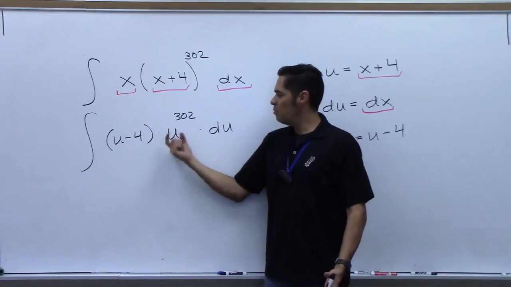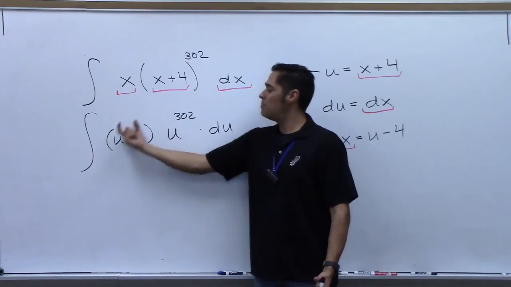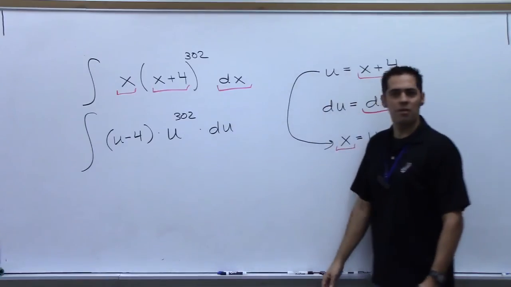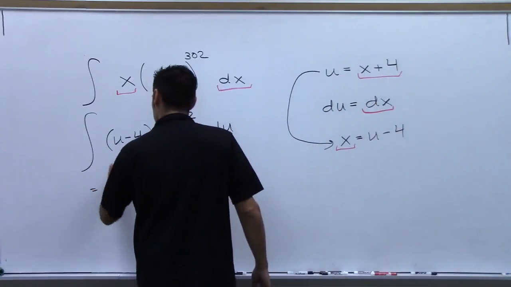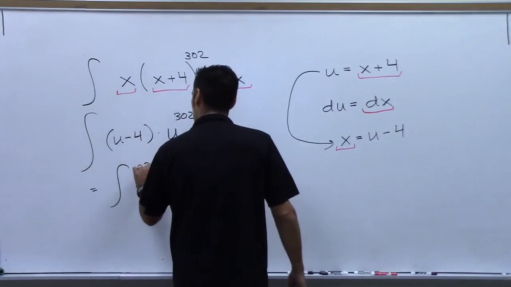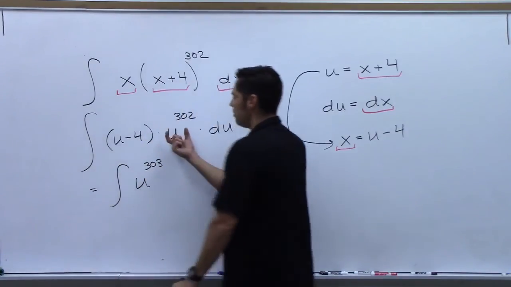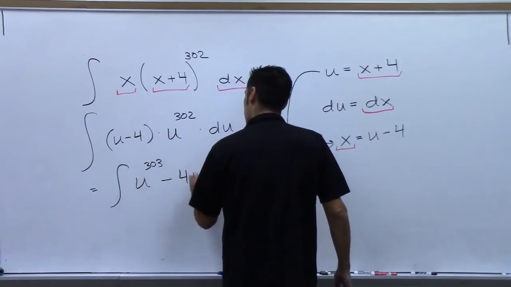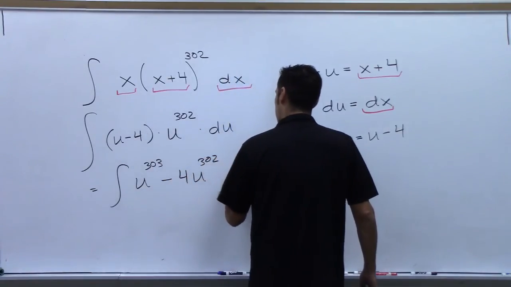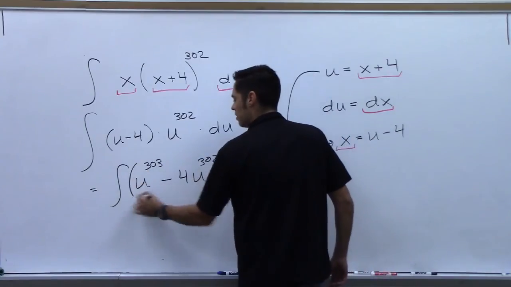Yes. What's u to the 302nd power times u? U to the 303rd power. Isn't it? So this becomes u to the 303rd power. Now distribute it to the negative 4. Negative 4 u to the 302, and then du back here. Do y'all see that?